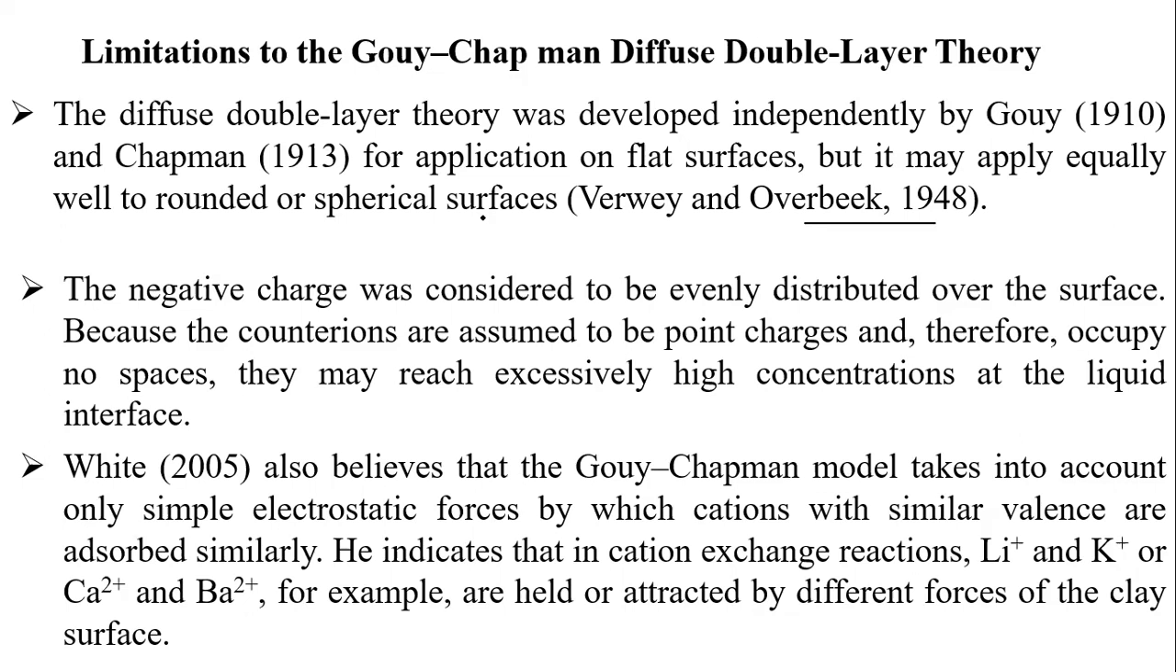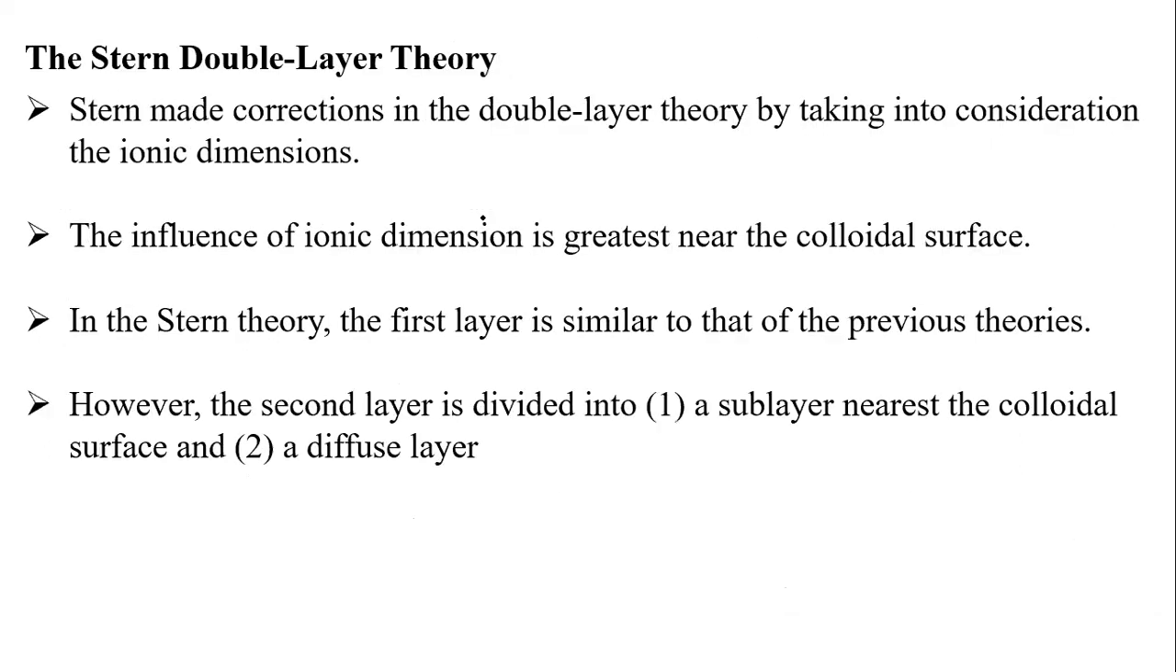So to overcome these small problems, we have seen one person who came up with the Stern double layer theory. Stern double layer theory is nothing but a combination of both the Helmholtz and the diffuse double layer theories. Students, this theory was quite similar, but the only difference is that the first layer was completely fixed, negatively charged. But the second layer of the diffuse double layer theory was divided into two layers. The first is the sublayer near the colloidal surface, and the second one is called the diffuse double layer.